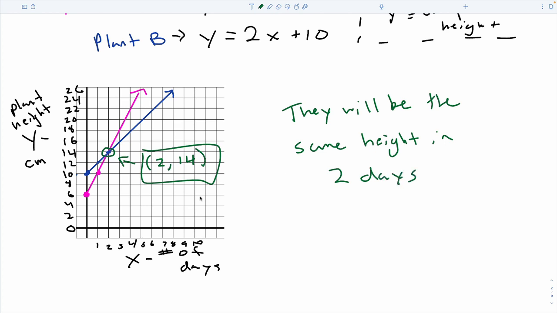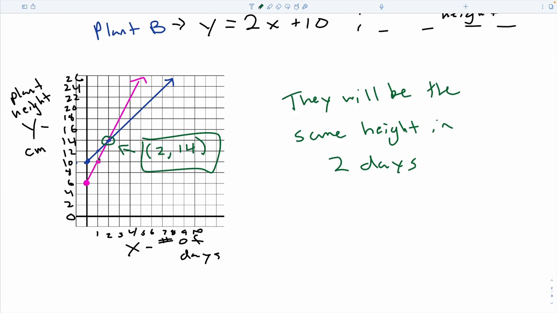Which plant is taller in 6 days? A is definitely taller. It's going to be off the graph. Which one's taller in 1 day? B's a little bit taller. Yep. So this is what we found was when they're exactly the same, but they're going to be either taller or shorter on any other day that you find on the graph.